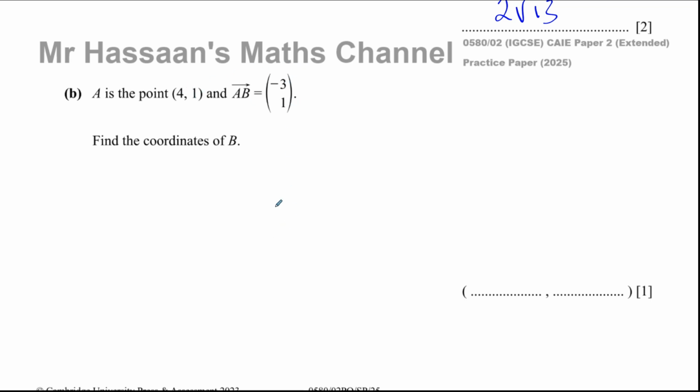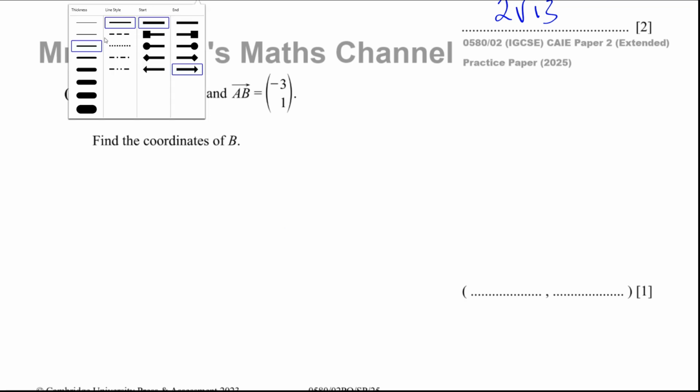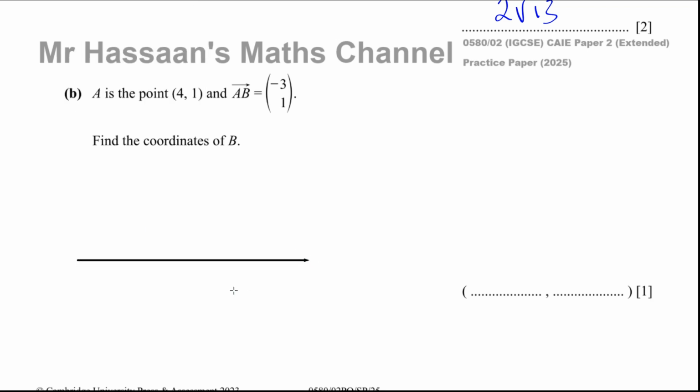And the reason is as follows, just so you can picture it. In case you don't understand why, I'll show you. So supposing we just make a pair of axes, just a little sketch. It says point A is (4, 1). So (4, 1), something like this. This is 4, this is 1. Okay, this is the point A, (4, 1).